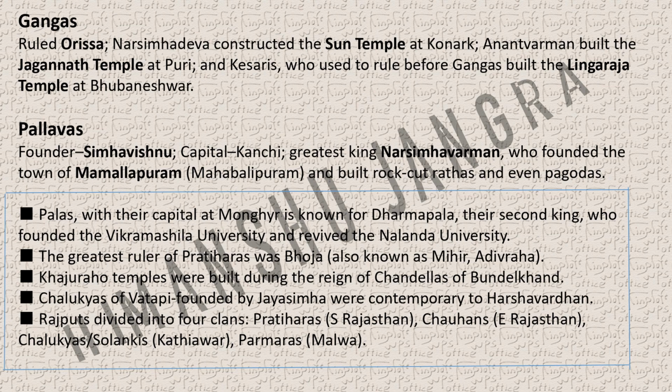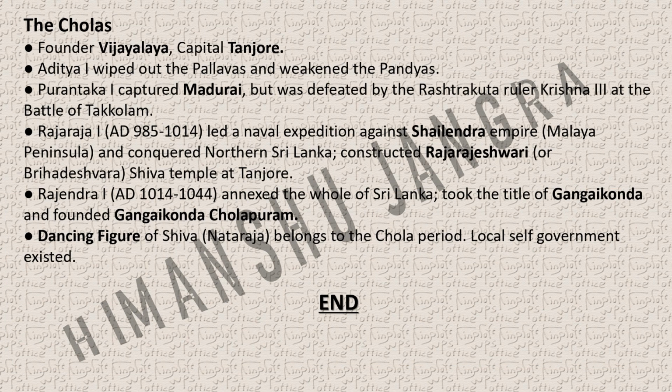The greatest ruler of the Pratiharas was Bhoja, also known as Mihira, Adivaraha. Khajuraho temples were built during the reign of the Chandelas of Bundelkhand. The Chalukyas of Vatapi, founded by Jayasimha, were contemporary to Harshavardhana. Rajputs divided into 4 clans: Pratiharas, S. Rajasthan; Chauhans, E. Rajasthan; Chalukyas/Solankis, Kathiawar; Parmaras, Malwa.